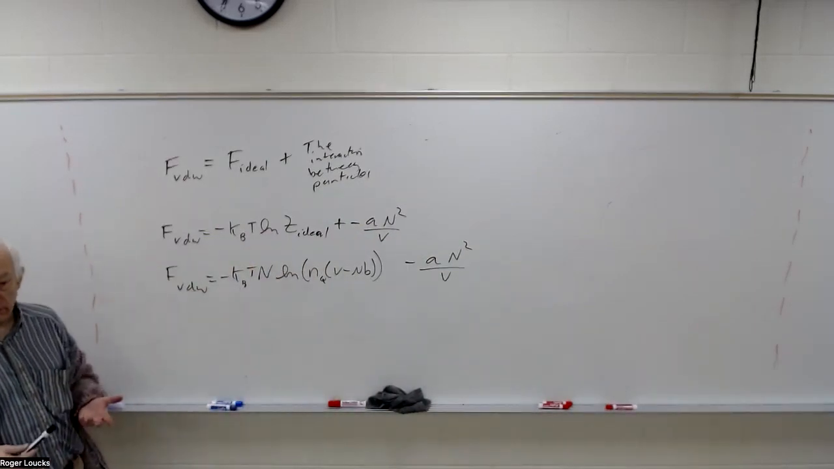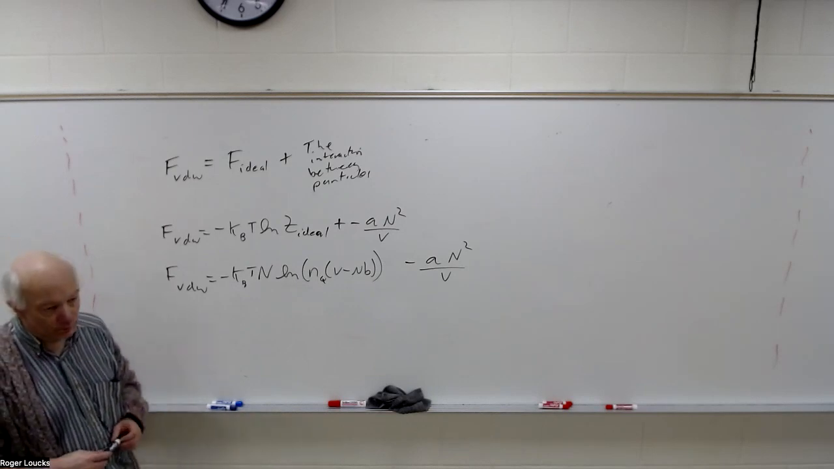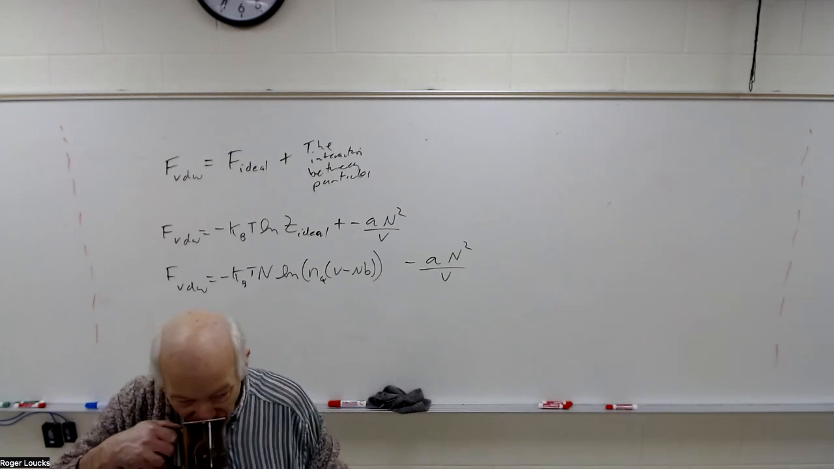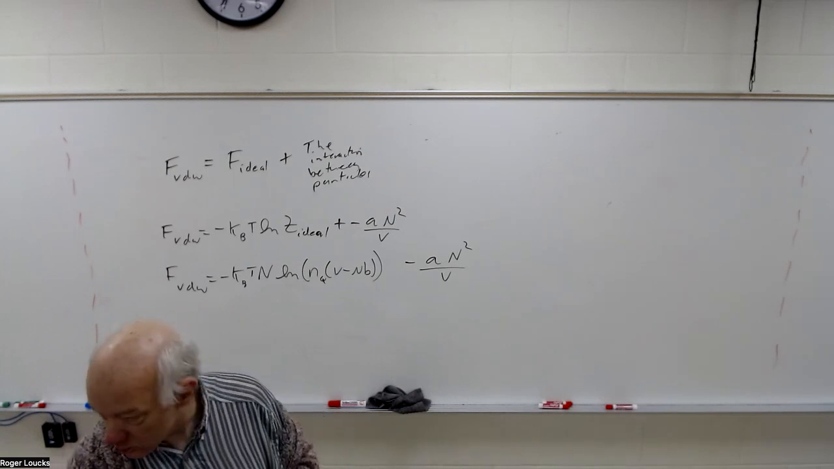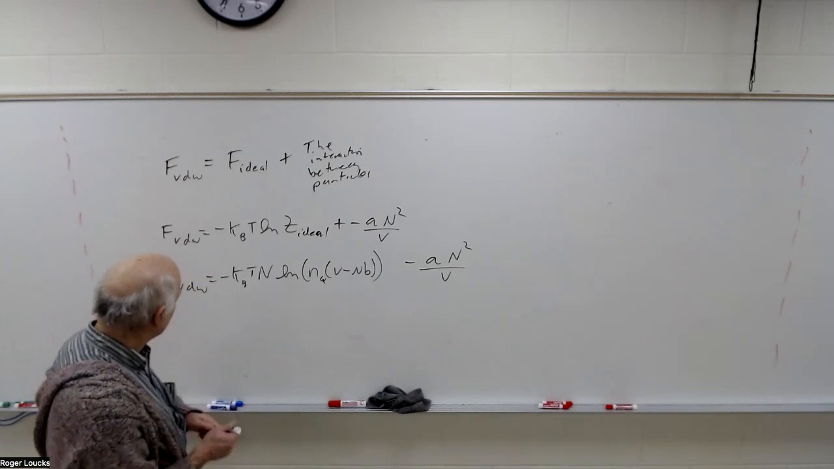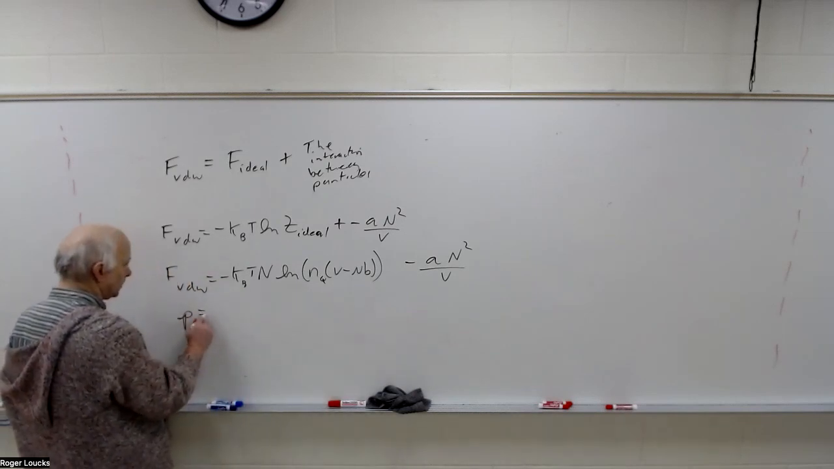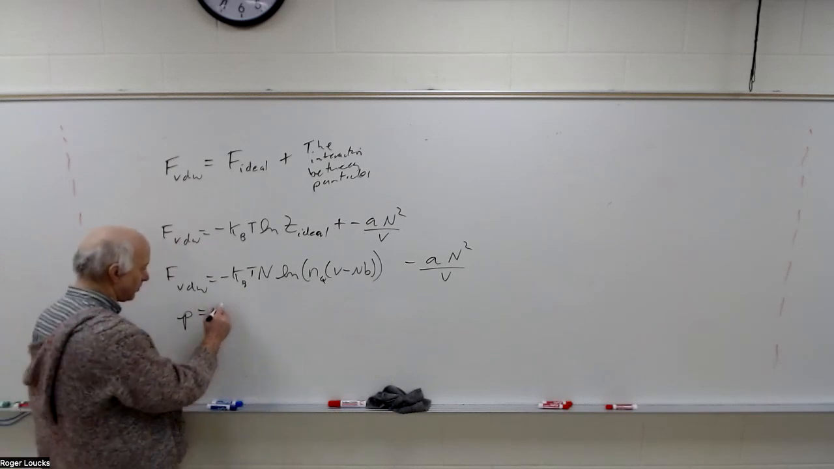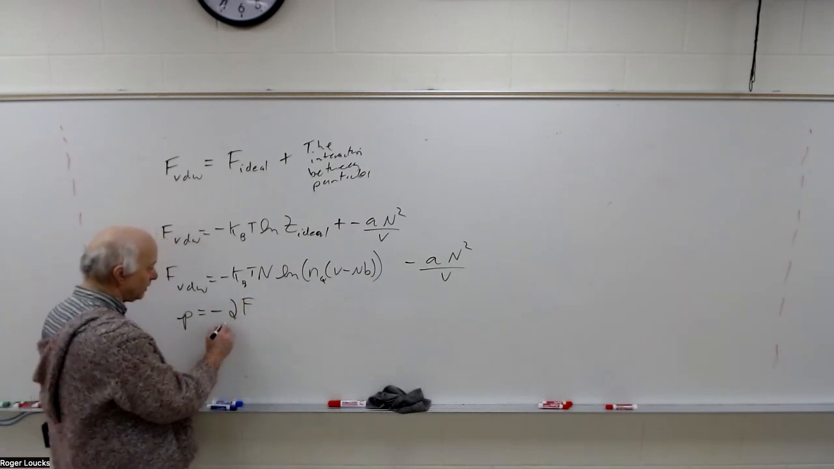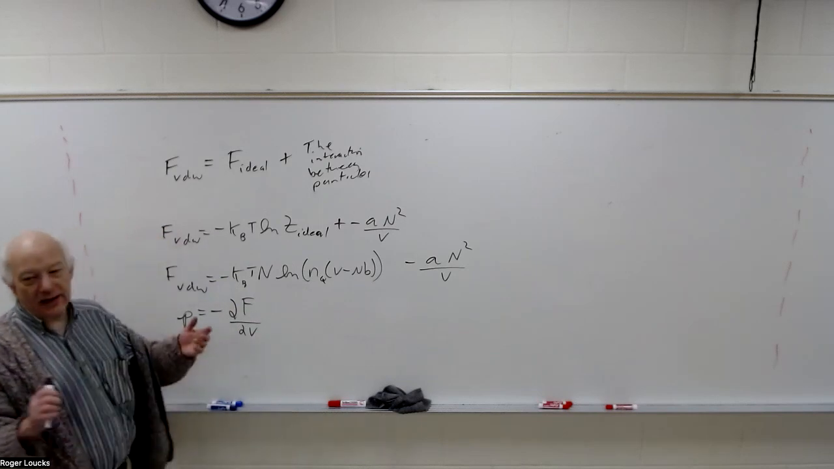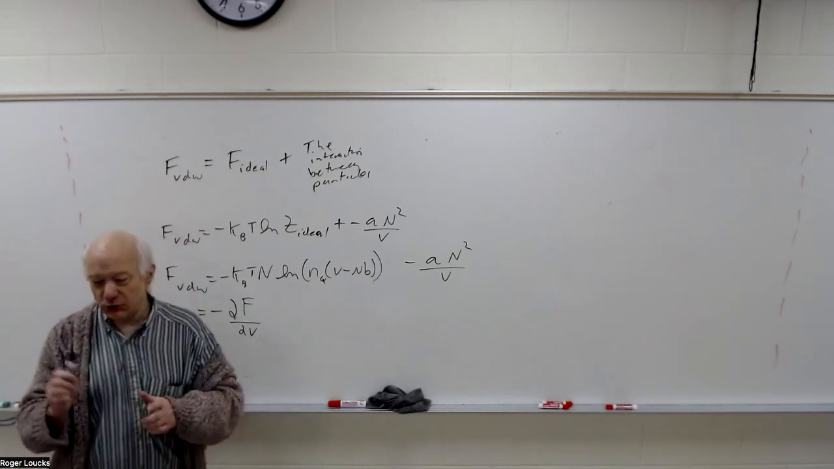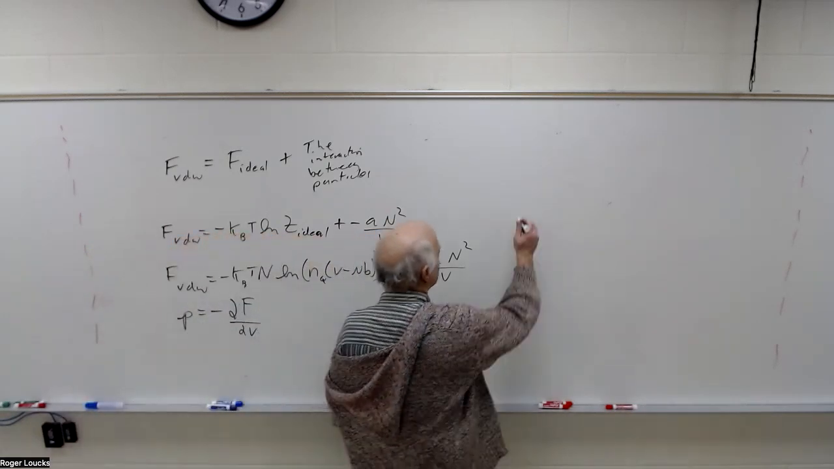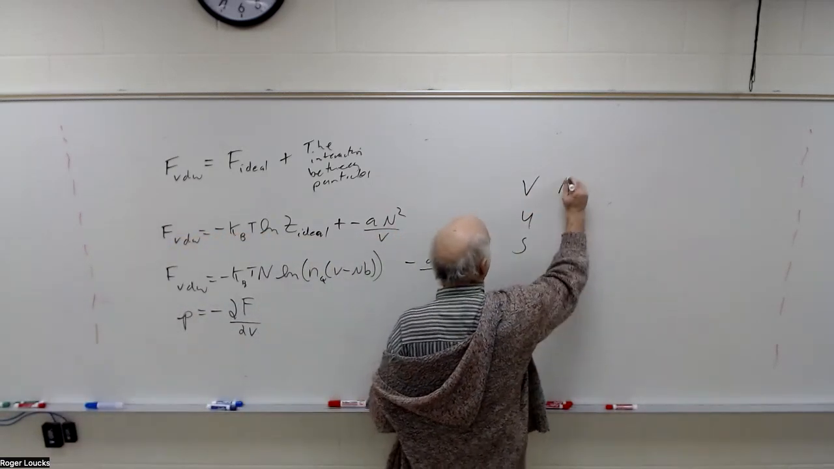Now, how do we get a pressure out of this? How is pressure related to F, or A? P is minus the partial of F with respect to V. Hey, let's say you didn't remember that. You tell me how you get that.